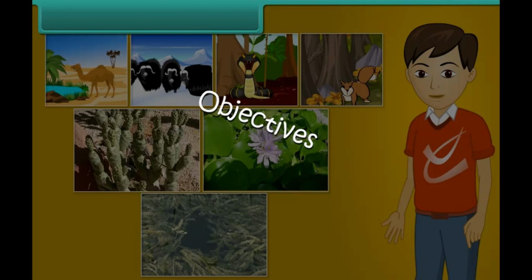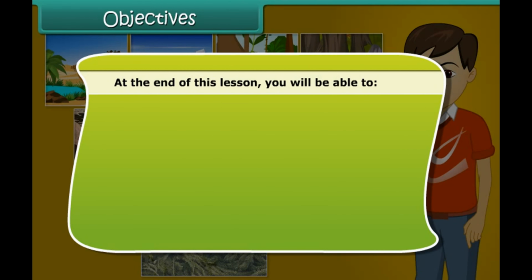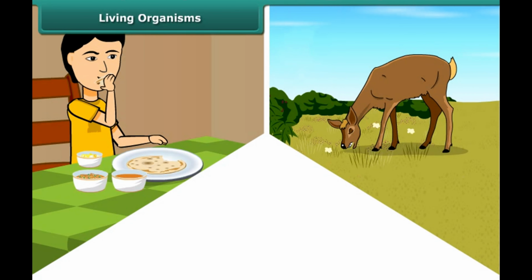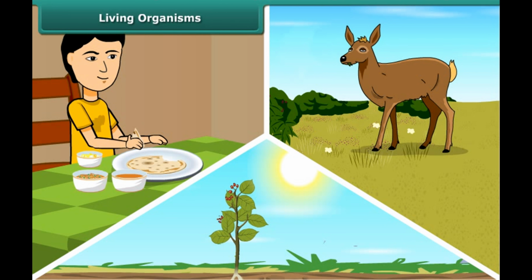Objectives. At the end of this lesson, you'll be able to identify the characteristics of living organisms, and describe the characteristic features of plants and animals. We know that living organisms, human beings, animals, and plants require food to survive in their surroundings. They show great divergence in their physical appearance, but they all grow and develop during their life cycle.